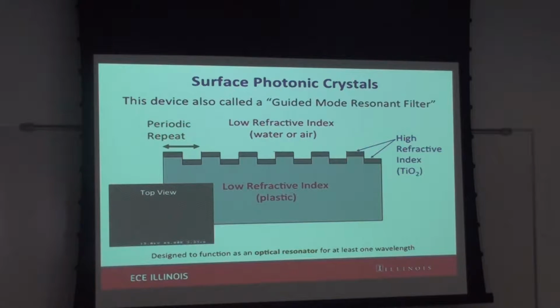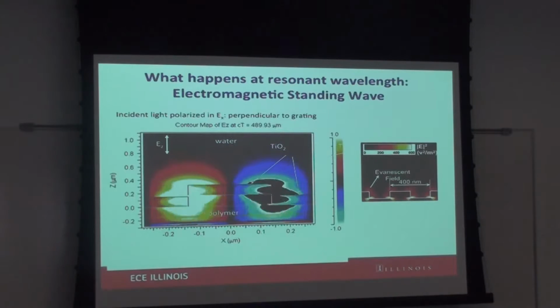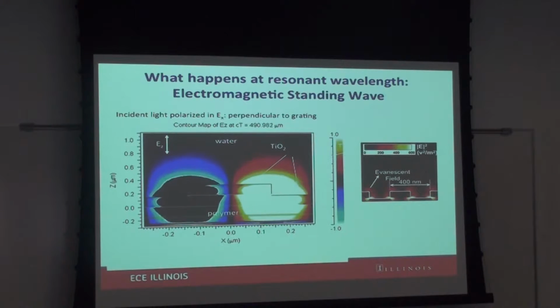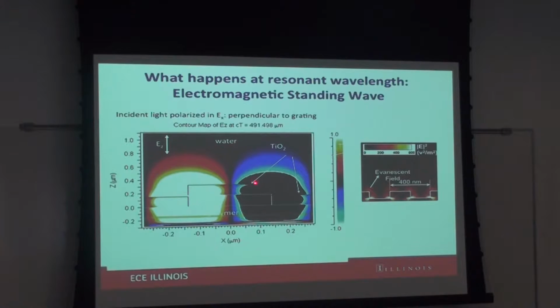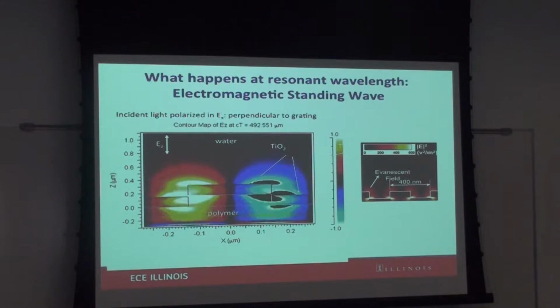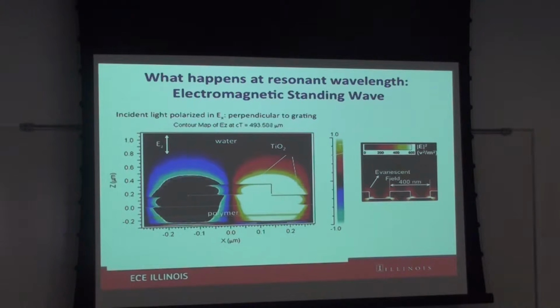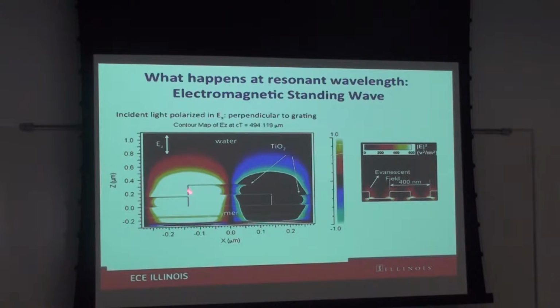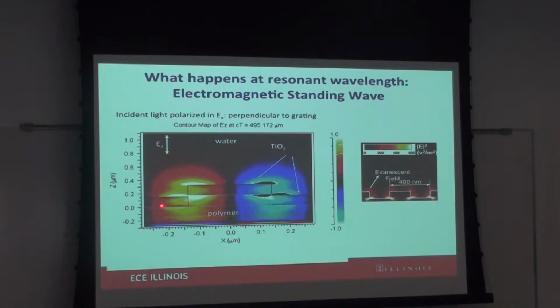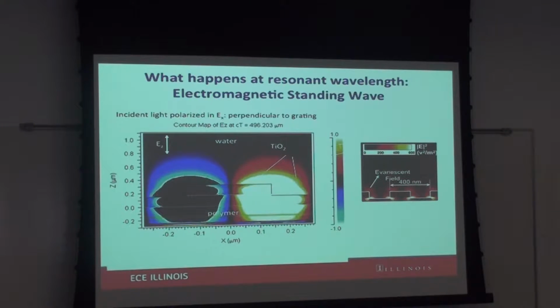So light doesn't actually have the ability to propagate very far in the structure like it would in an ordinary waveguide. What happens instead is all these back reflections cause an electromagnetic standing wave, where we see the electric field going from positive to negative and positive to negative over and over again, but confined mostly at the surface. And what you see in this electric field standing wave is that some of the energy is actually in the medium, in this case water, that's next to the structure.